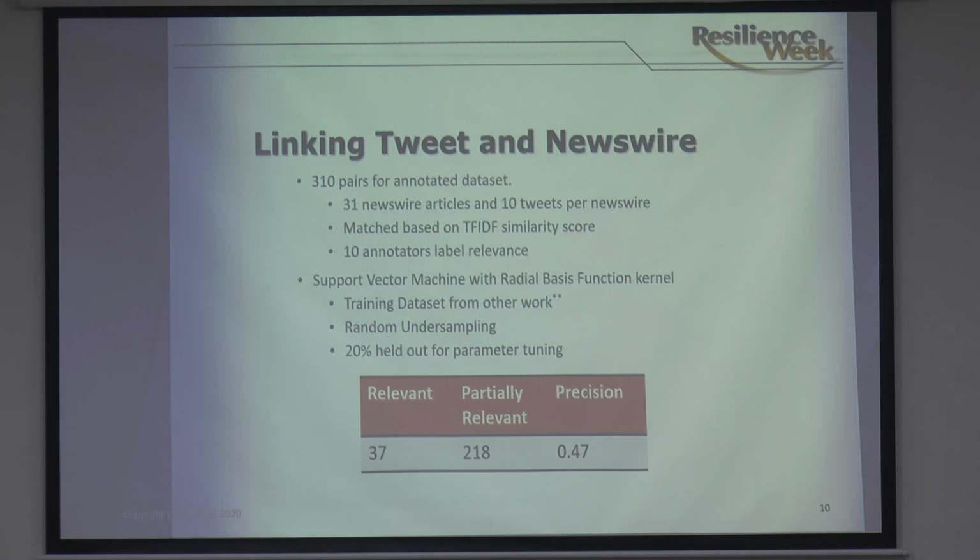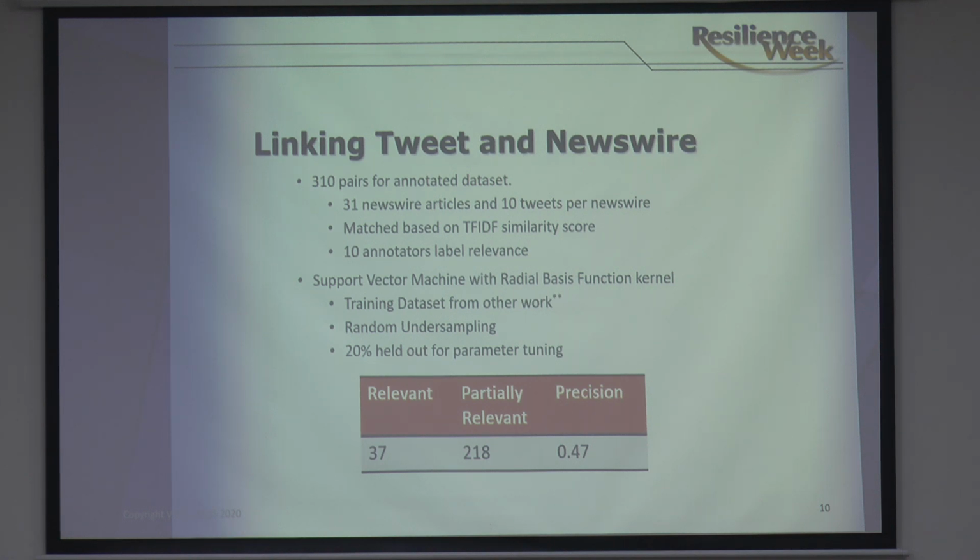For this purpose, we did some annotation, and we took 31 Newswire articles and 10 tweets per Newswire. The 10 tweets were selected based on similarity scoring. You may have heard of term frequency, inverse document frequency. That's a very popular method in information retrieval, used as a baseline for most information retrieval techniques. So we used that to come up with the similar tweets.